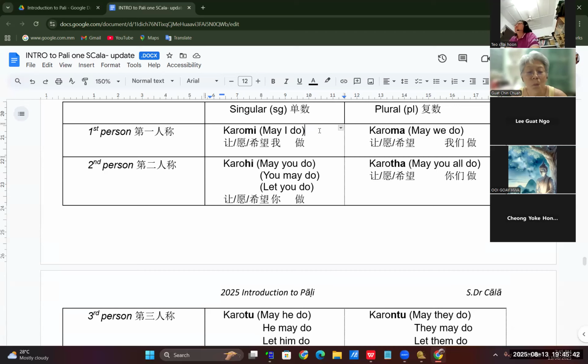So the others will be the same. May I do, I may do, let me do. May we do, we may do, let us do. So you can just write it yourself.